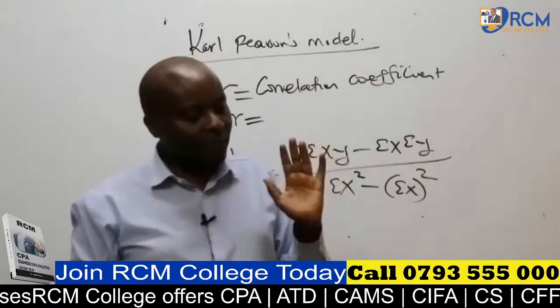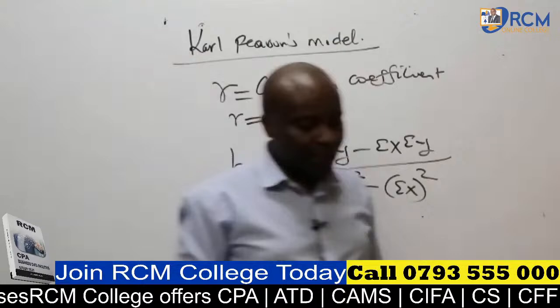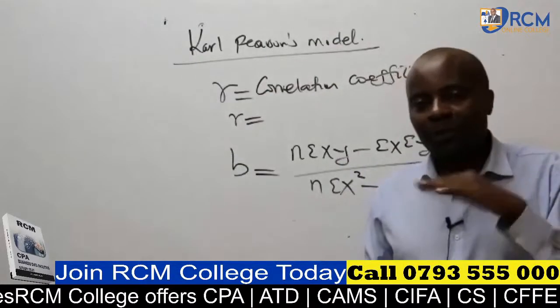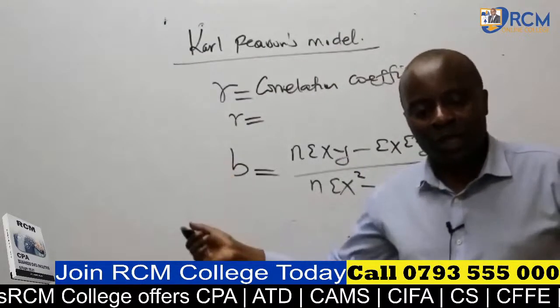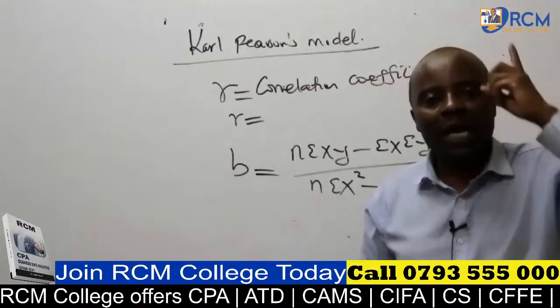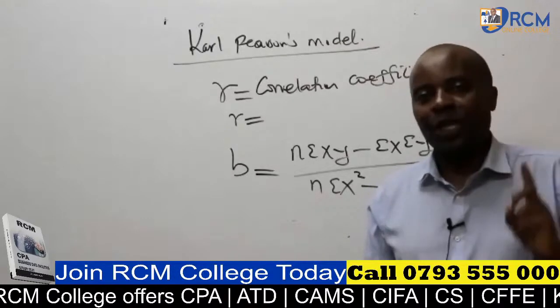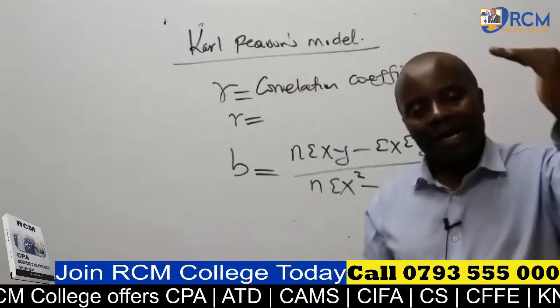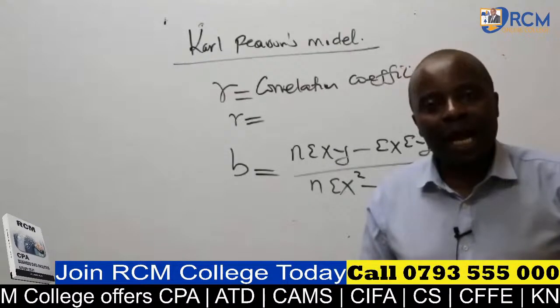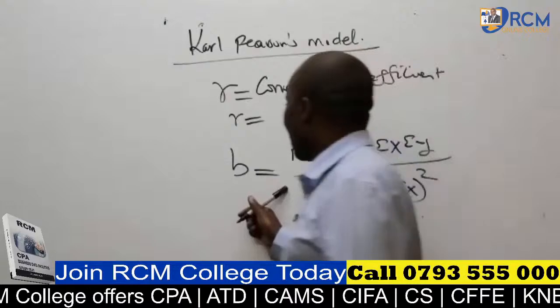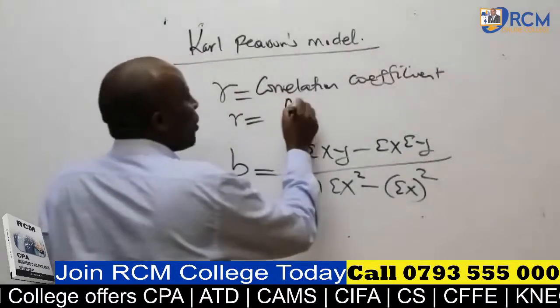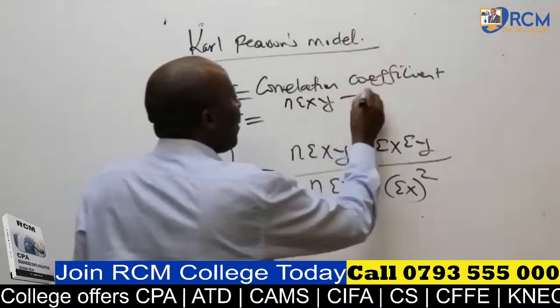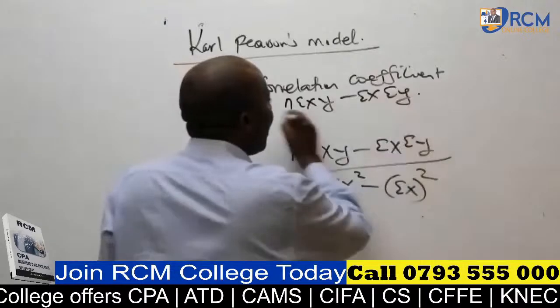Ladies and gentlemen, let me repeat this. I may forget many things about these formulas, but one thing that will never escape my memory is that the numerator of R is the same as the numerator of B. So the numerators are the same. So we have here n summation of xy minus summation of x, summation of y, all over.